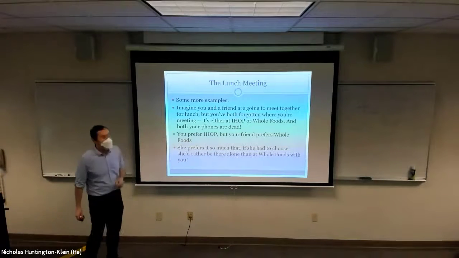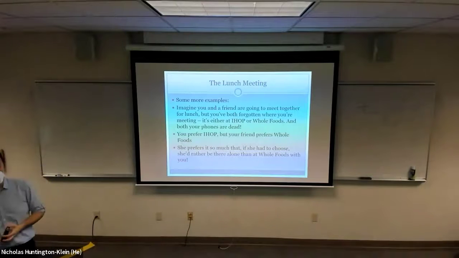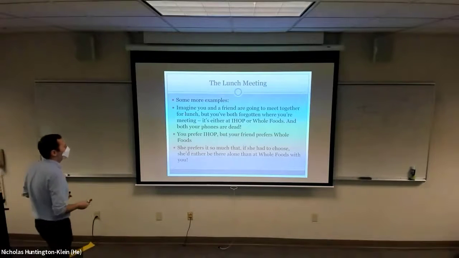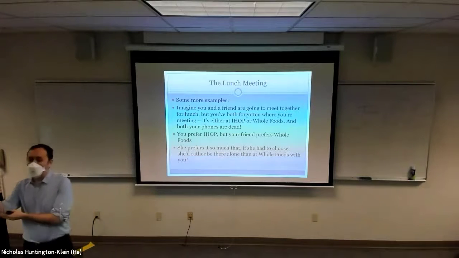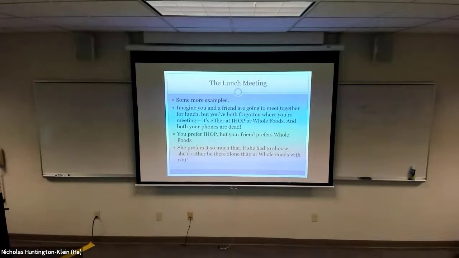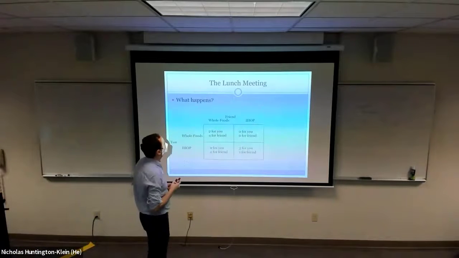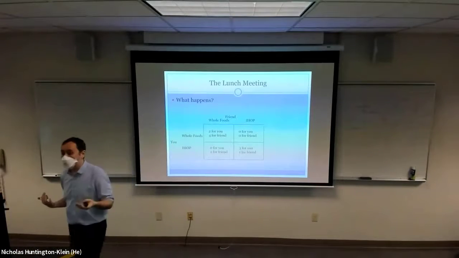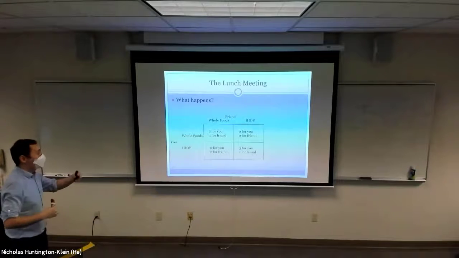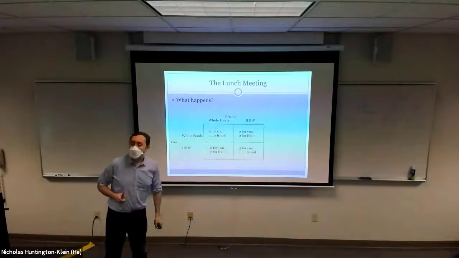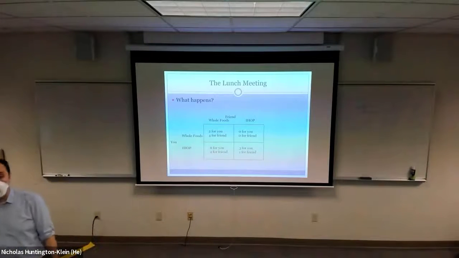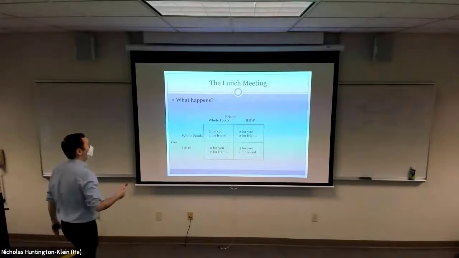Well, you know that you prefer IHOP, but your friend prefers Whole Foods, right? And also that your friend prefers Whole Foods so much that if they had to choose, she'd rather be there alone than at IHOP with you. So let's write out our game table. We have two players, you and your friend. You each have two options. You can either go to Whole Foods or you can go to IHOP, and we have our payouts.